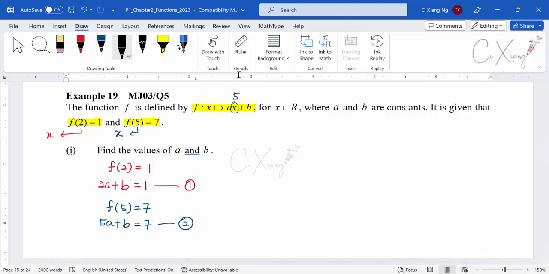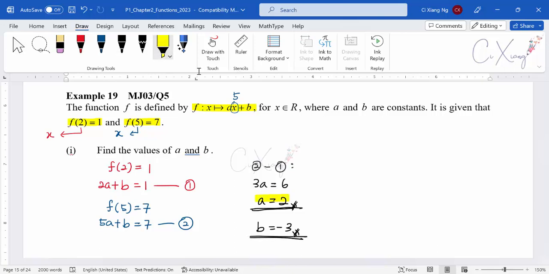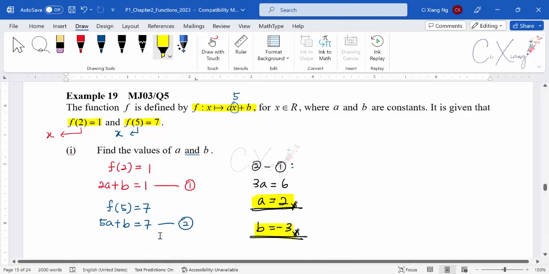I think it is quite straightforward for this question. I will take equation 2 minus equation 1. I will have 5a minus 2a, which is 3a, and 7 minus 1 is 6. So 3a equals 6, where a equals 2. After that, we can find the value of b. So b equals 1 minus 4, which equals negative 3. So for this question, you should have a equals 2 and b equals negative 3, by setting up the equations using the information given in the question and solving them simultaneously.